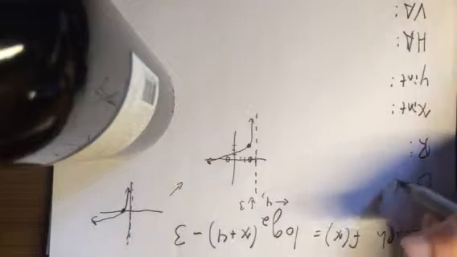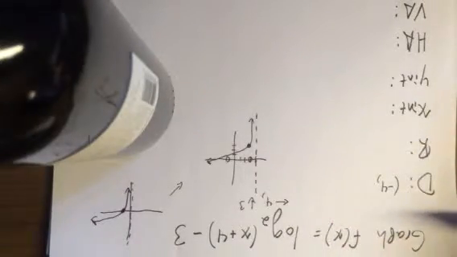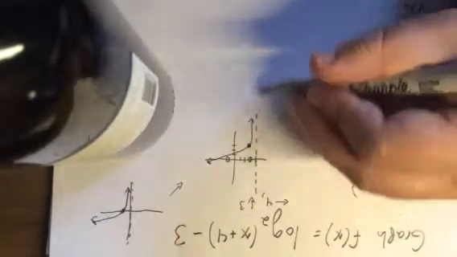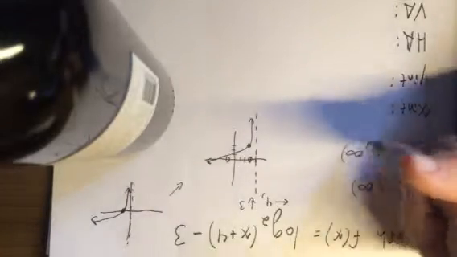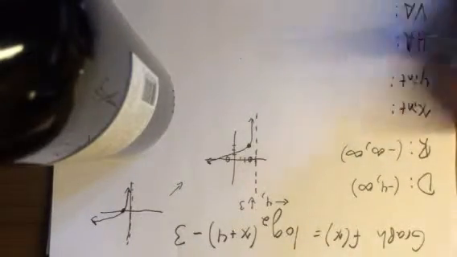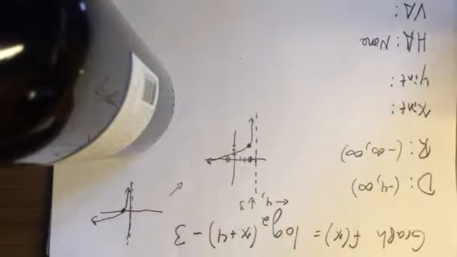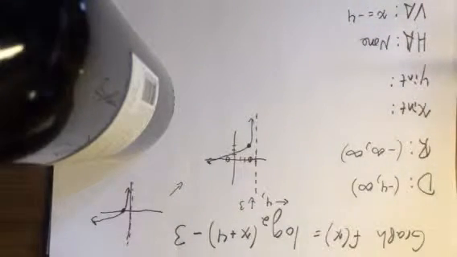My domain then would be negative 4, because I got the asymptote there, parentheses since there's an asymptote, to infinity. My range, it does go all the way down and slowly goes all the way up, so negative infinity to infinity. My horizontal asymptote, don't see one because logs don't have one, so none. And my vertical asymptote is at x equals negative 4 because I moved left 4.